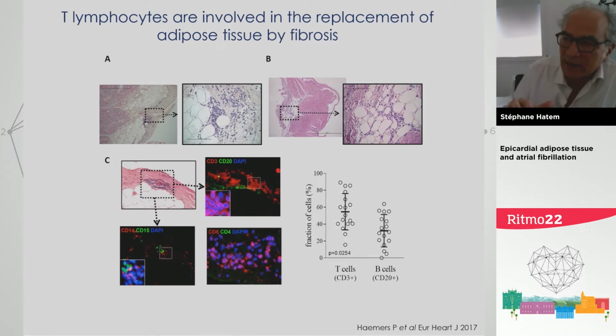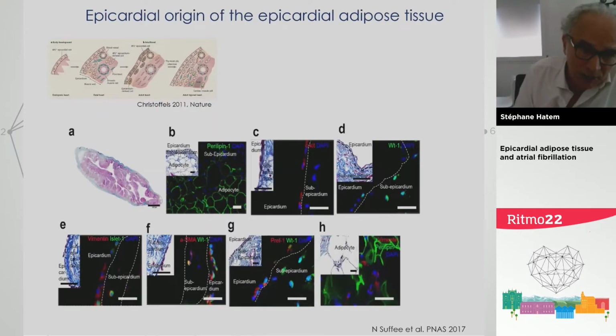So you can see that there are many different mechanisms by which this adipose tissue can modify the electrical property of the myocardium and therefore contribute to the formation of the substrate for atrial fibrillation. Then comes the question, where does this fat tissue originate from, where does it come from?